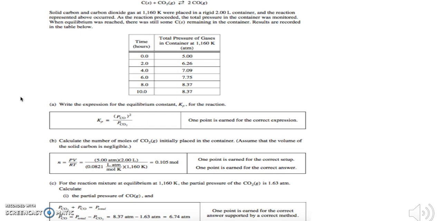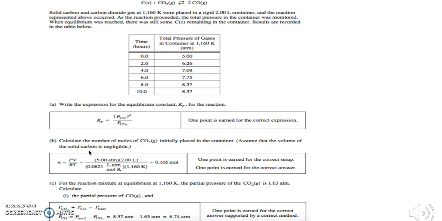Alright, so here's the free response example for equilibrium. They give us the reaction carbon solid plus carbon dioxide equals carbon monoxide, and part A asks for the Kp expression, so you do pressure in parentheses of only the gas and not the solid. So you do pressure of carbon monoxide squared because of the 2 coefficient over pressure of carbon dioxide.